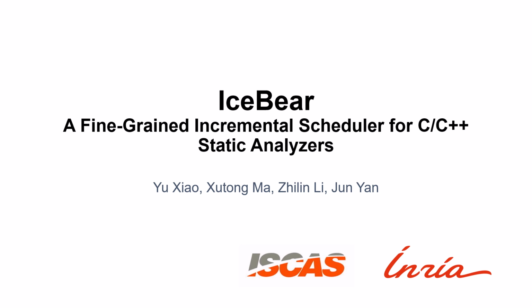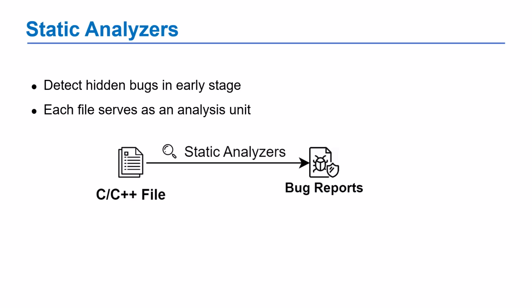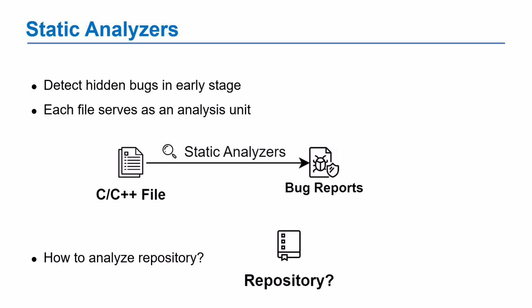Hello everyone. Today I will introduce IceBear, a fine-grained incremental scheduler for C/C++ static analyzers. Static analyzers are used to detect hidden bugs at an early stage. Many C/C++ static analyzers consider a single file as an analysis unit, analyzing each file individually to produce bug reports. But how do we analyze an entire repository with these analyzers?